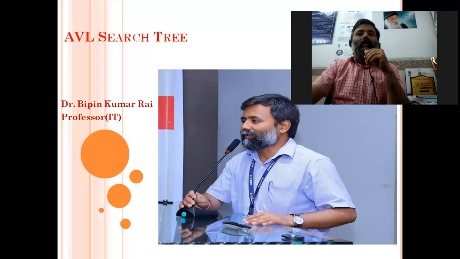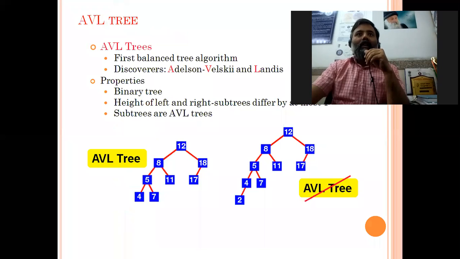The first balanced tree we have is the AVL tree. So what is an AVL tree and why do we call it AVL? We have three discoverers: Adelson-Velsky and Landis. The name AVL comes from the first characters of the names of these three discoverers.